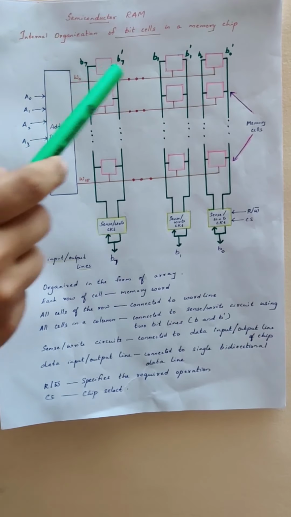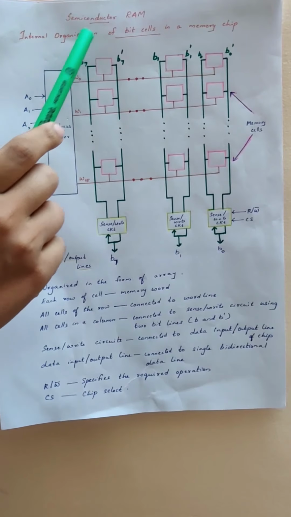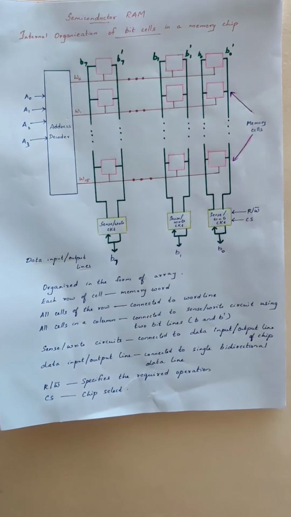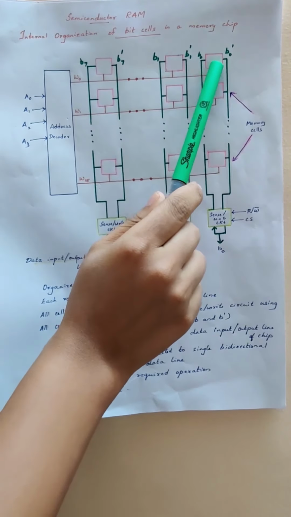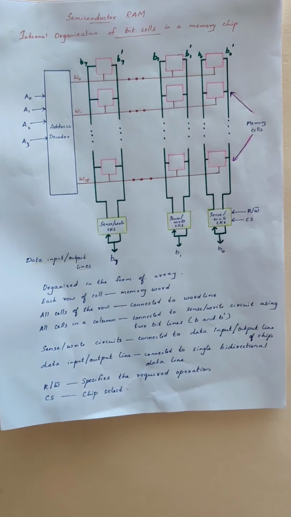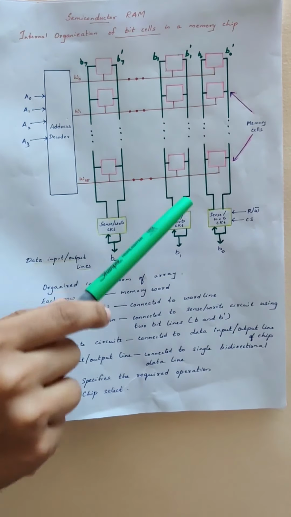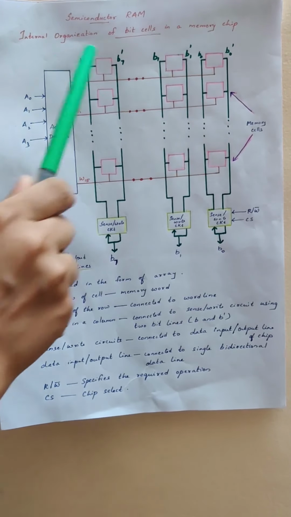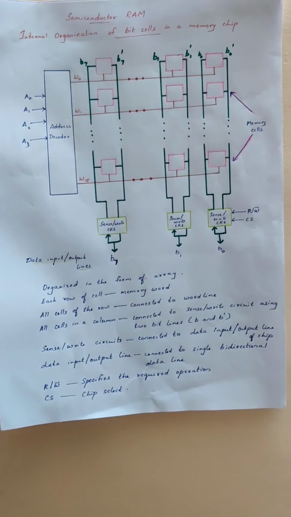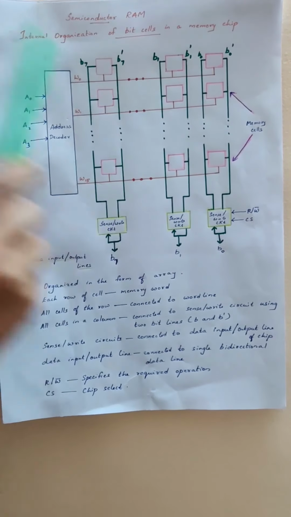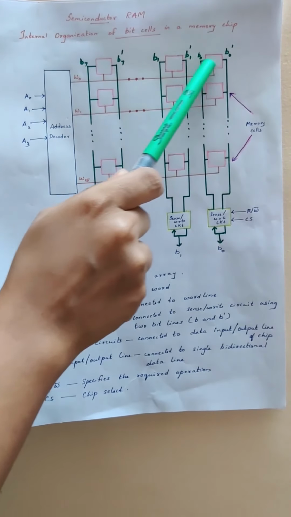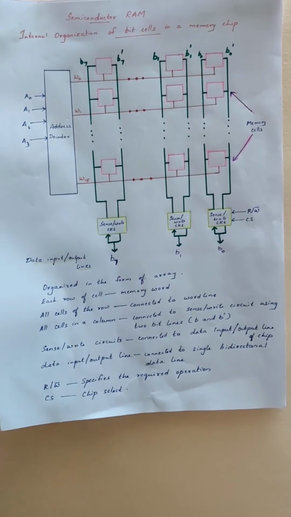So here, in this figure, you can see the internal organization of bit cells in a memory chip. This whole figure constitutes one memory chip. Here you can see the bit cells or the memory cells. The memory cells are organized in the form of an array. We know that to retrieve information from the memory, we cannot address each cell individually. So what we do is we address a word of memory, in the sense a collection of cells is called a word of a memory. Here each row of the cells constitutes a memory word.